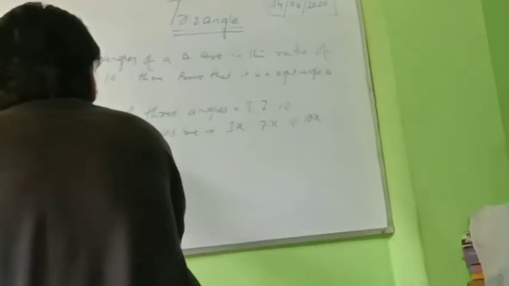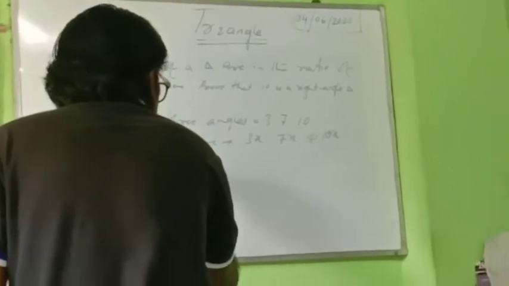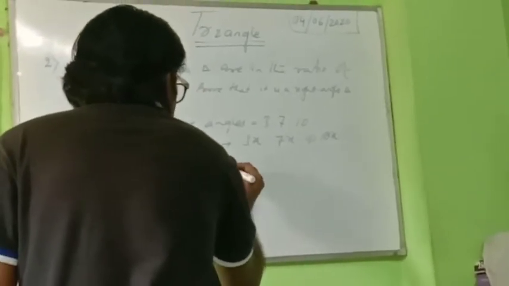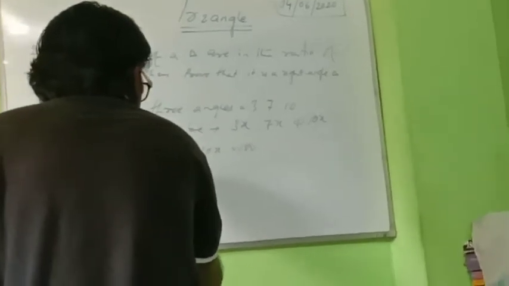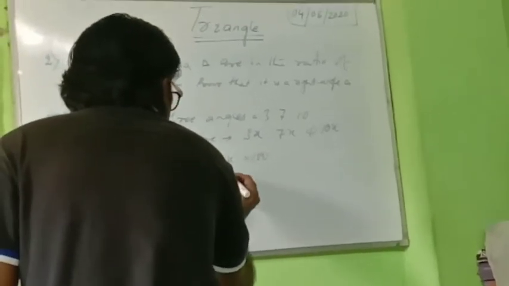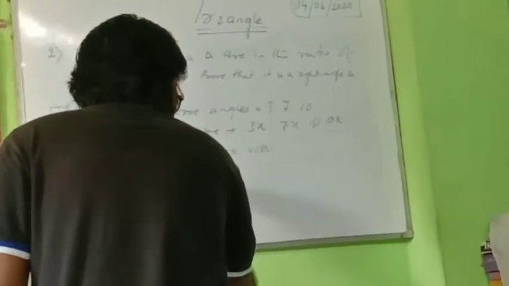Now, the sum of the angles of a triangle is equal to how much? The sum of the angles of a triangle is equal to 180 degrees. Therefore, the sum of the three angles is equal to 180 degrees. How much are you getting? 20x is equal to 180 degrees. Therefore, x will be how much? 9 degrees. You are getting x as 9.